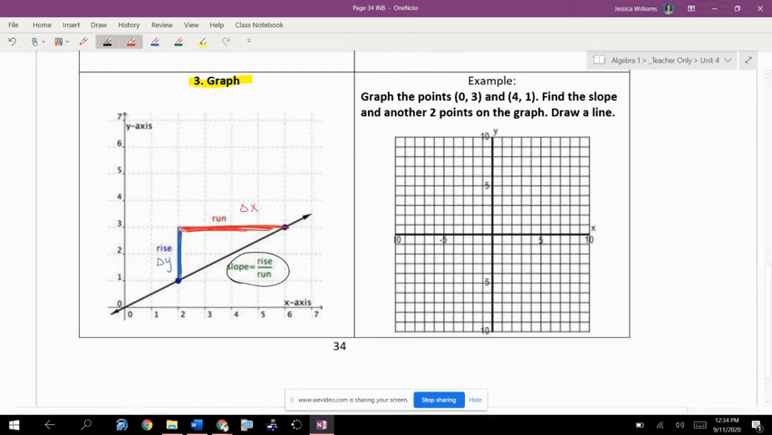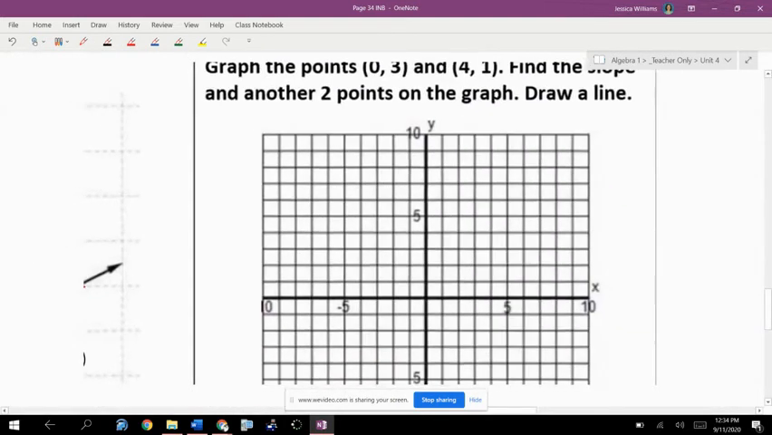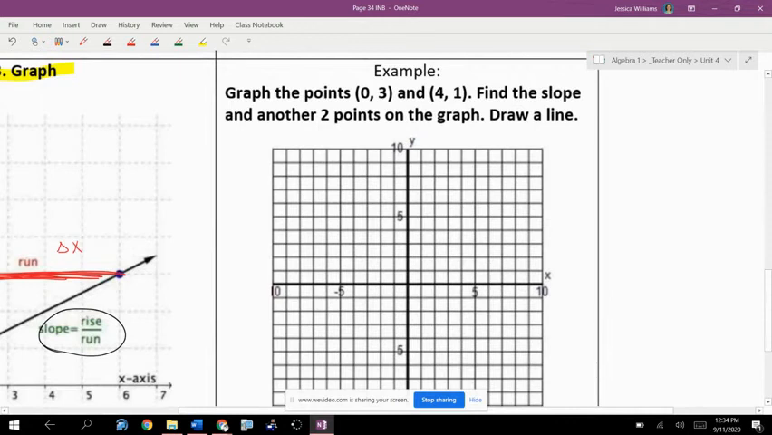So here we go. I need to plot these 2 points first. So the first point I'm supposed to plot is (0, 3). So that means my x value moves nothing, my y value moves 3. So if x moves nothing, y moves up 1, 2, 3 is here. When I plot the point (4, 1), my x moves 4. Positive 4 means go to the right. 1, 2, 3, 4. My y value moves up 1.